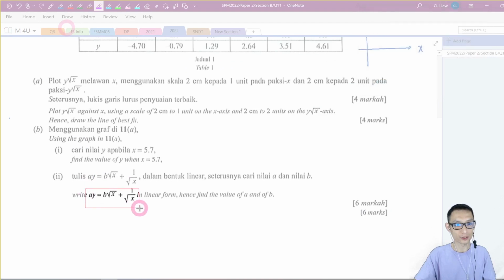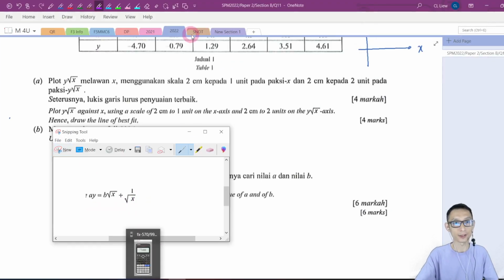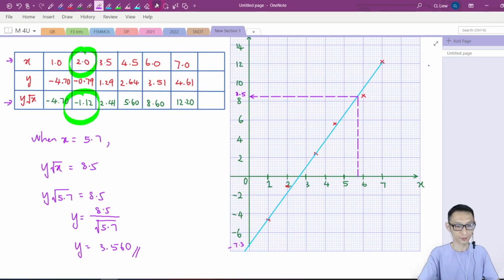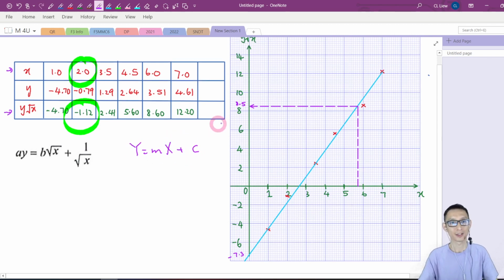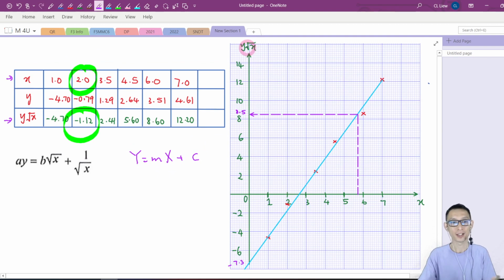We want to write this in the linear form, and then we want to find the value of A and B. So we want to write in linear form. It means y equal to mx plus c. So what I'm going to do, I'm going to make the big Y become this, and then the big X is x.